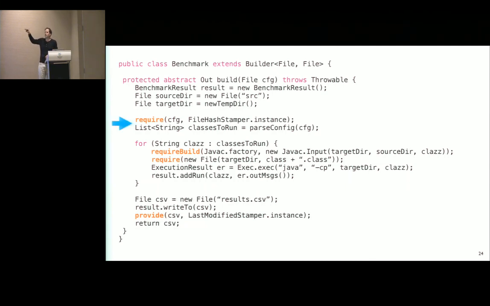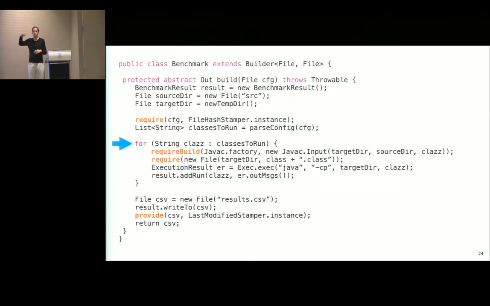But also, there's a couple of API methods that we provide that are important. Firstly, we provide a method called require. It takes a file and a stamper. And this is how you dynamically install a dependency on some file. What's important here is that this require call can occur within other control structures like an if-then-else or, as shown here, in a for loop.